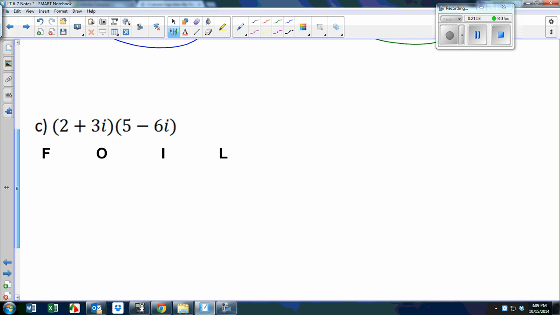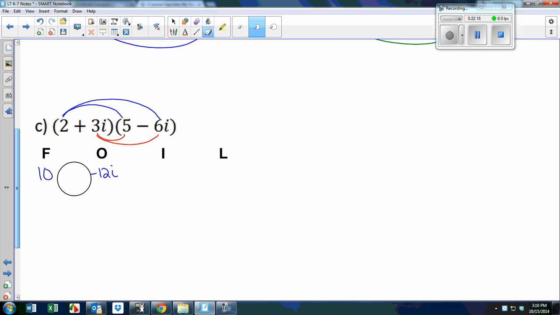First, outer, inner, last, you're going to multiply 2 times 5 and 2 times negative 6i. Then you're going to multiply 3i times 5 and 3i times negative 6i and combine your like terms. So 2 times 5, the first, is 10. 2 times negative 6i is negative 12i, so plus a negative 12i. I'll go ahead and erase the plus because it's just going to be minus 12i. Now the 3i times 5, the inner, is positive 15i. And then the last, 3i times negative 6i is negative 18i squared. Be careful on that last one. It's i times i, so it's i squared.